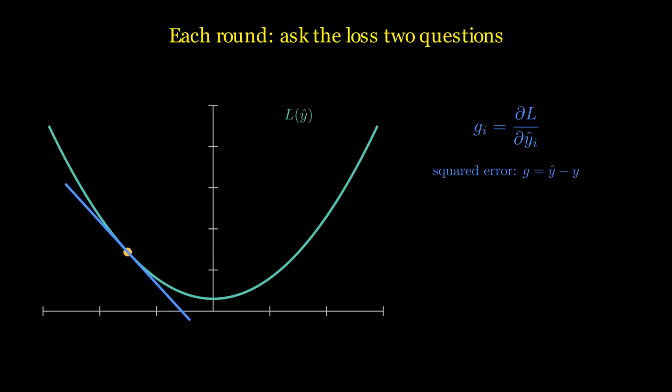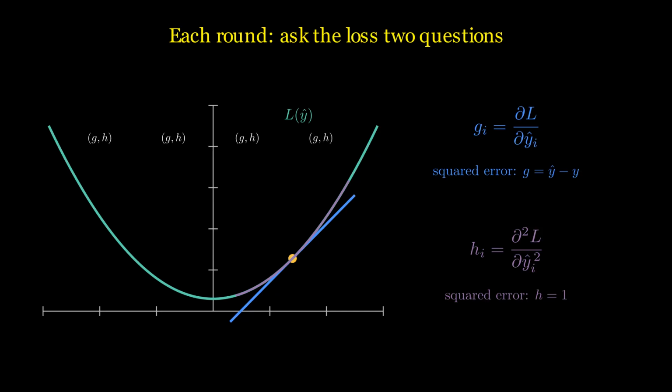Second, how curved is the loss right here? How quickly does that gradient itself change? That's the Hessian, little h, the second derivative. Ordinary gradient boosting uses only the gradient. XGBoost's signature move is to use both, a second-order Newton-style step. So every point now carries a pair g and h, and that pair is the entire instruction set the next tree receives.